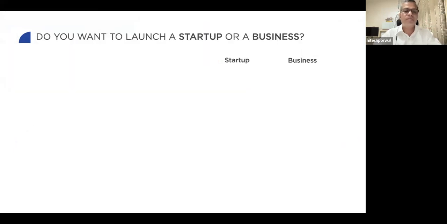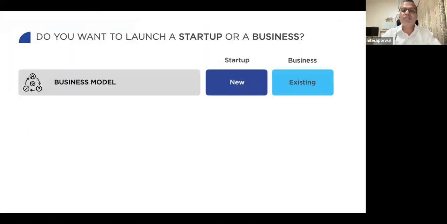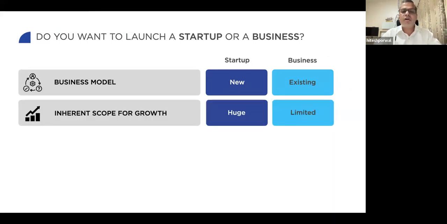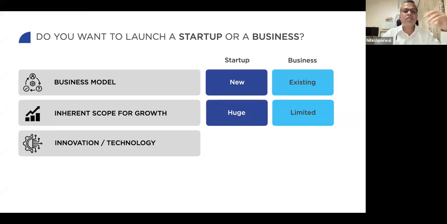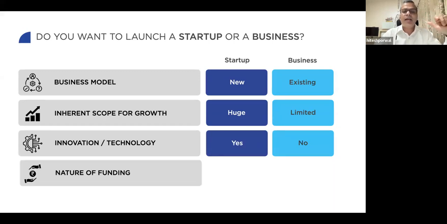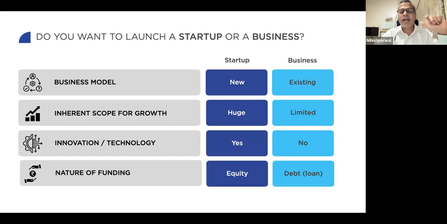You could have a startup. Then we spoke about the differences between a startup and a business. In a startup, you try to create a new business model, which means a new way to earn profit and deliver value to your customer. Startups have inherent scope for infinite growth, whereas businesses have limited growth with some exceptions. Startups almost always involve technology, and the nature of funding in a startup is equity funding, whereas in a business, it is your own fund, a loan from family, or a loan from a bank.